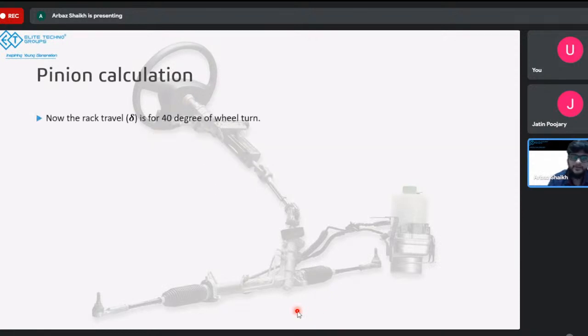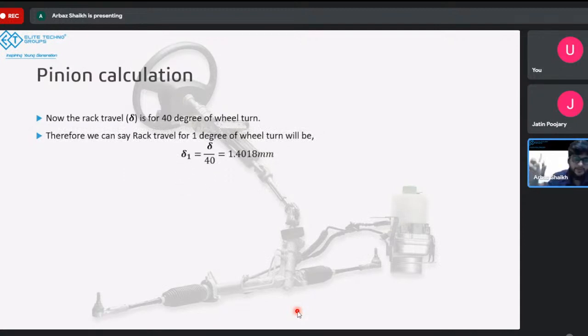Now that we know rack travel for 40 degree wheel turn, we have calculated the rack travel in the previous slide for 40 degree of wheel turn. So what we can do, we can simply divide that 56.07 rack travel that we have for 40 degrees by 40 to get rack travel for 1 degree. And rack travel for 1 degree comes out to be 1.40. So imagine I take the pinion and I take this section of the pinion, this angle. If I keep it to be, let me just get the pen once again.